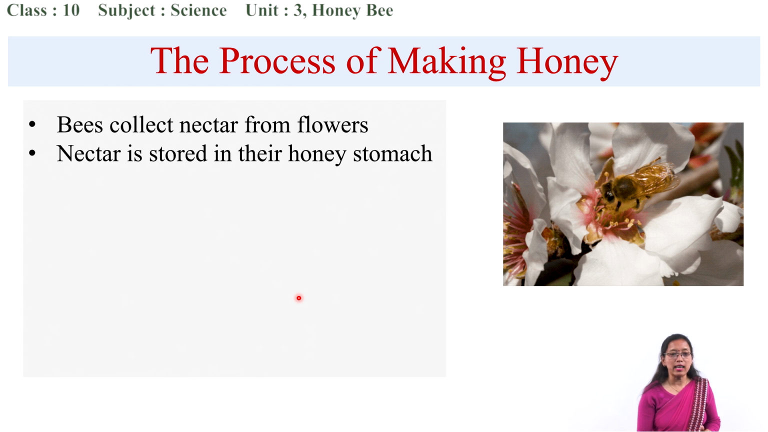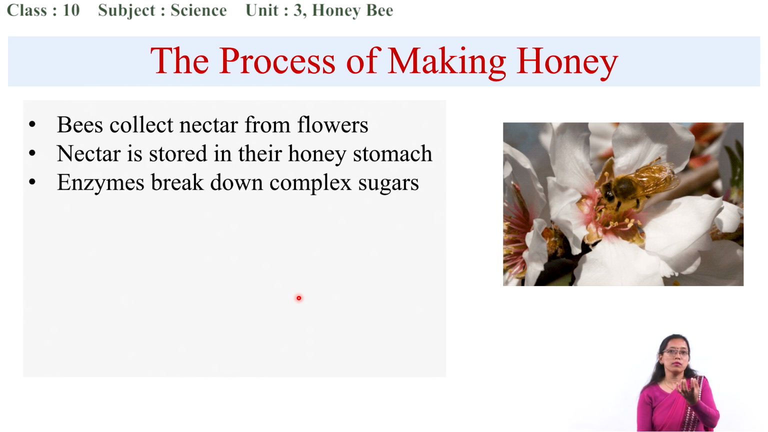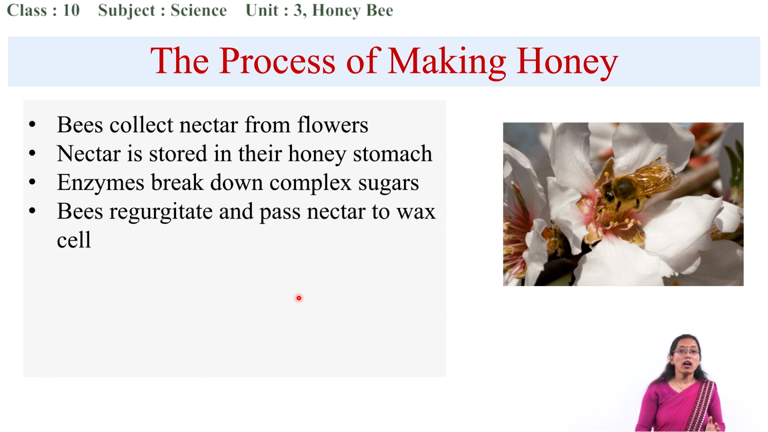After collecting that nectar, the honeybee produces different kinds of enzymes inside its body. Those enzymes help to break down complex sugar. That means in nectar there are complex sugars and other proteins too, and these are broken down or decomposed by these enzymes. Enzymatic action takes place here, and after enzymatic action it regurgitates. That means it just vomits it out.